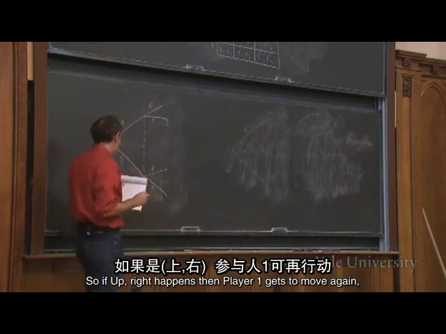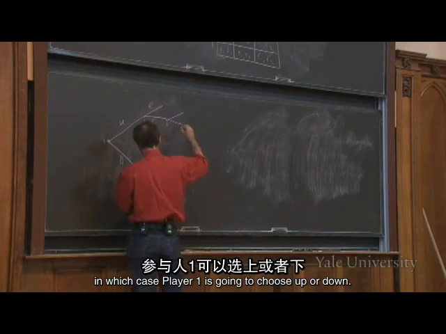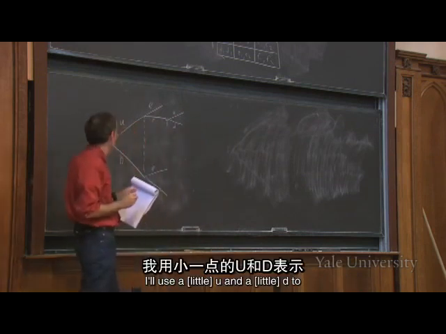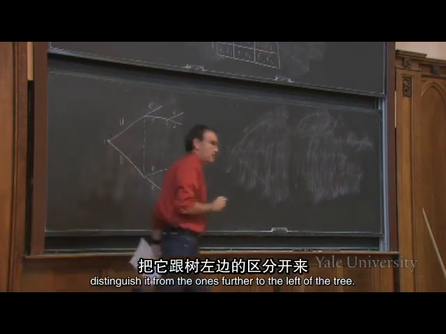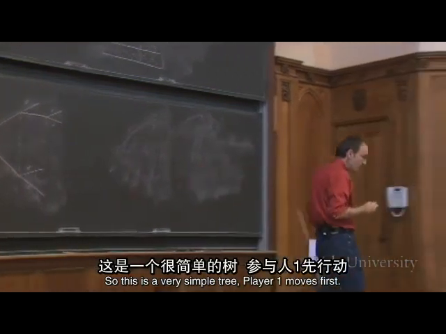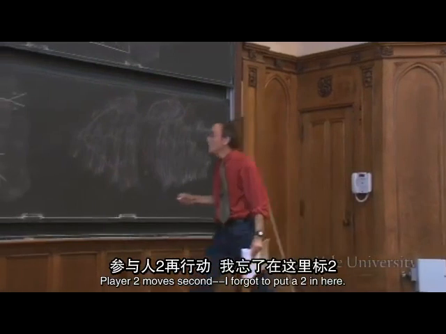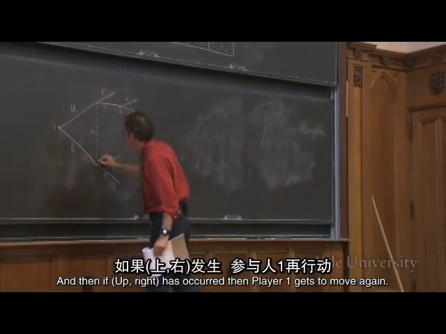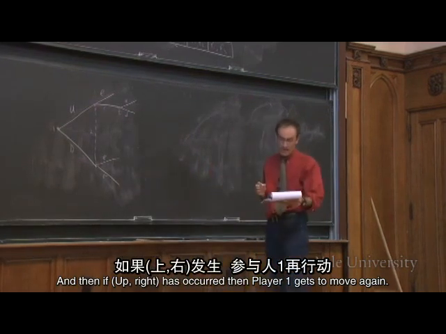So if up-right happens, then player 1 gets to move again, in which case player 1 is going to choose up or down. And I'll use a little u and a little d to distinguish it from the ones further to the left of the tree. All right, so this is a very simple tree. Player 1 moves first, player 2 moves second. I forgot to put a 2 in here. And then if up-right has occurred, then player 1 gets to move again.